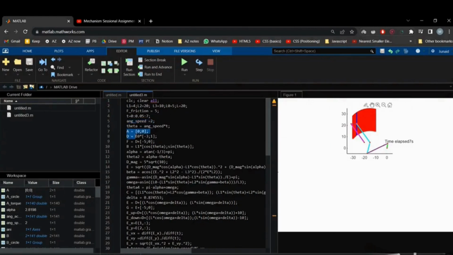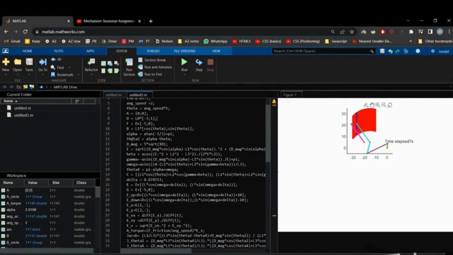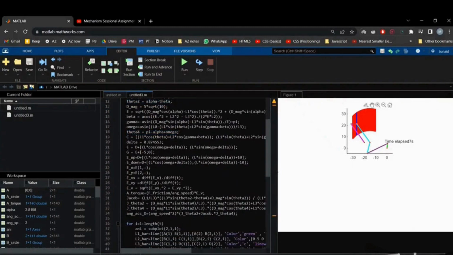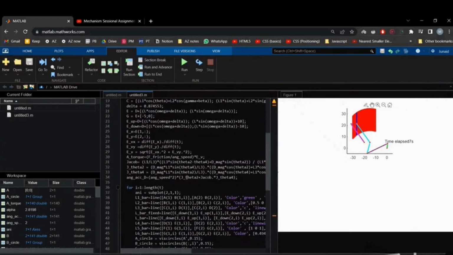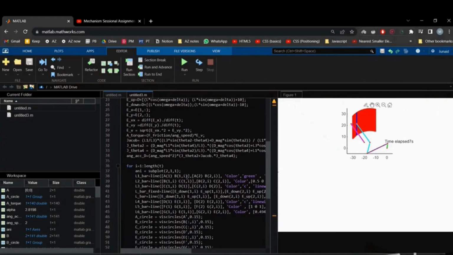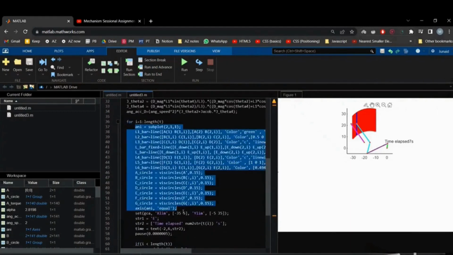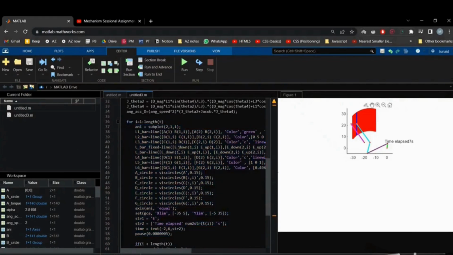We know that points A and D are fixed. Using that, we can find the other points. We know that theta 2 is given here and theta 4 is also given. We have found the velocities using the differentiation function in MATLAB itself. This is the loop we are running at intervals of 0.05 seconds.